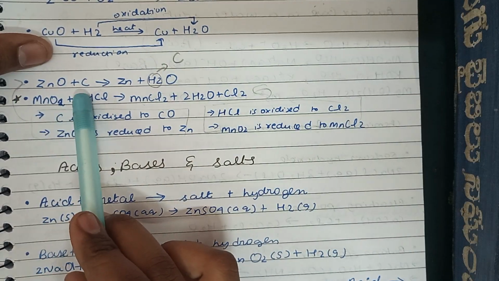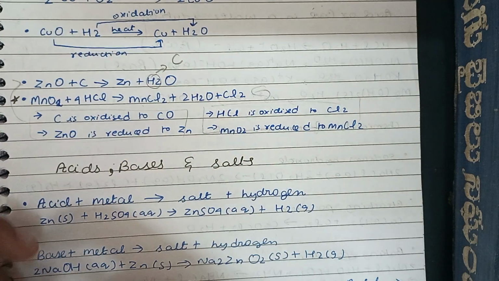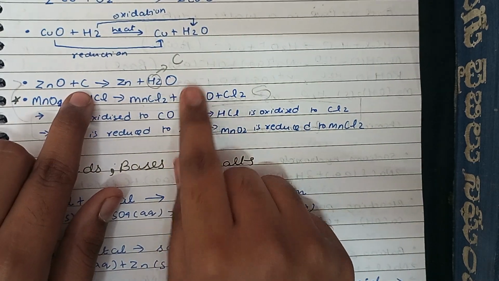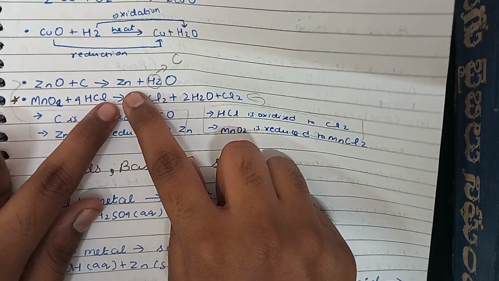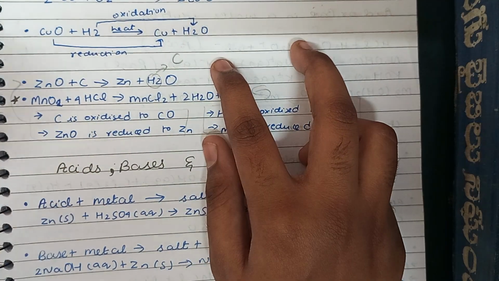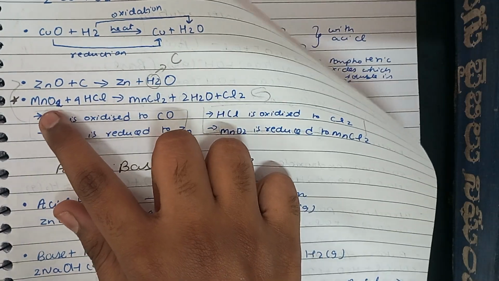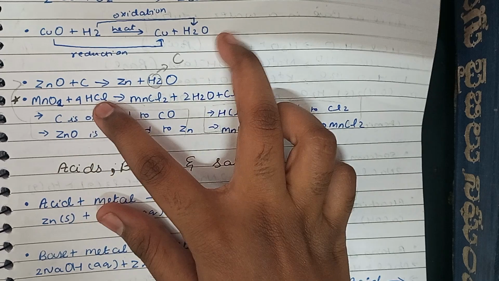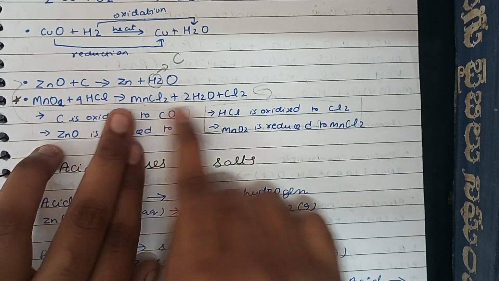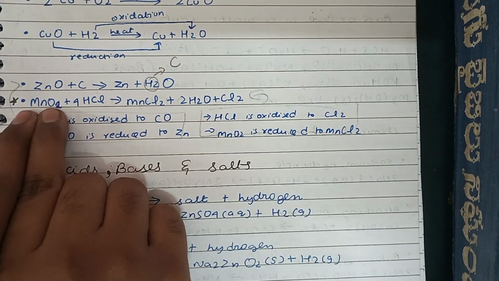Zinc sulfate plus carbon gives out zinc plus H2. Now here it will be carbon. Okay, now here carbon is getting oxidized, zinc is getting reduced. So losing of oxygen is known as reduction, or you can say gaining of hydrogen is also reduction. Okay, and MnO2 plus HCl. Now here also you might think there is no oxygen in this. Well, here it is oxygen.